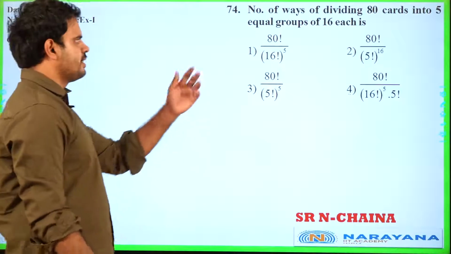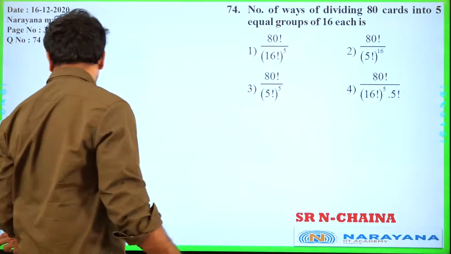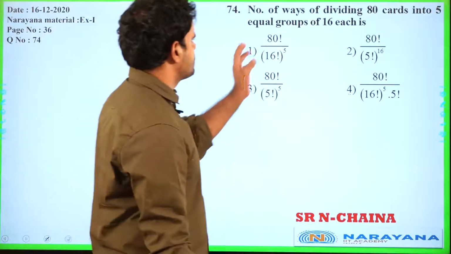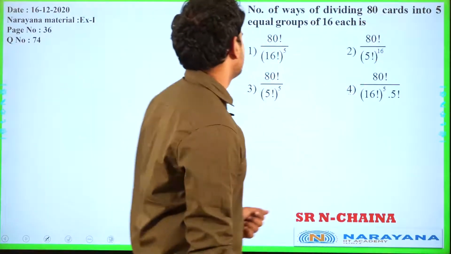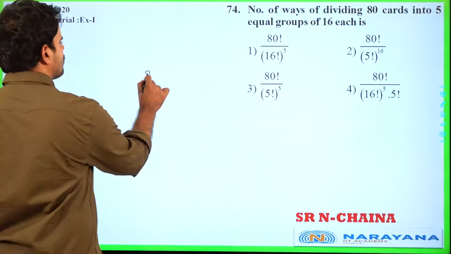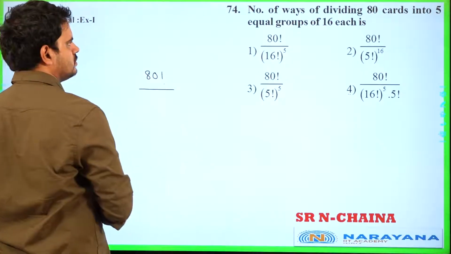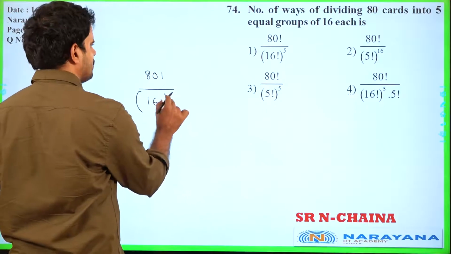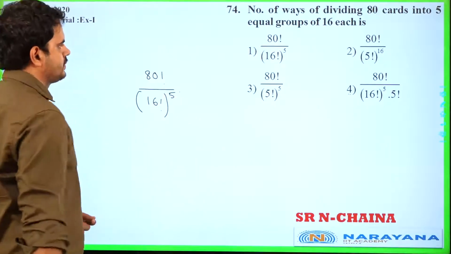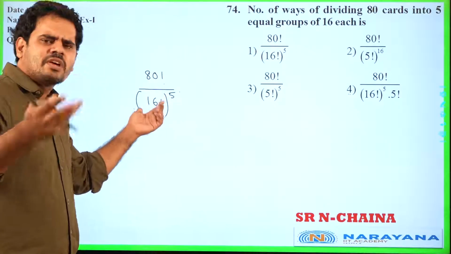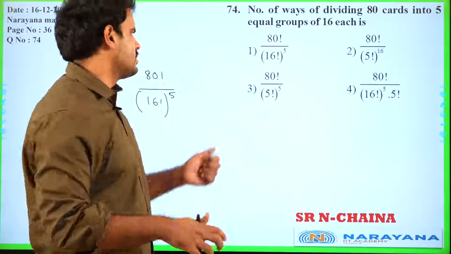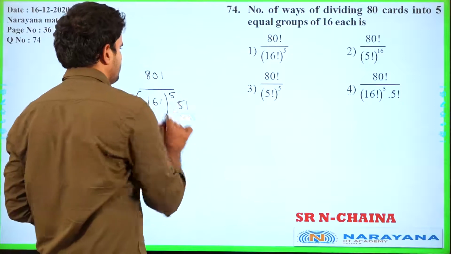The number of ways of dividing 80 cards into 5 equal groups. So it becomes 80 factorial by 16 factorial whole power 5, because each group has the same number of cards, people. So the ordering between them should be cancelled. So it becomes divided by 5 factorial.